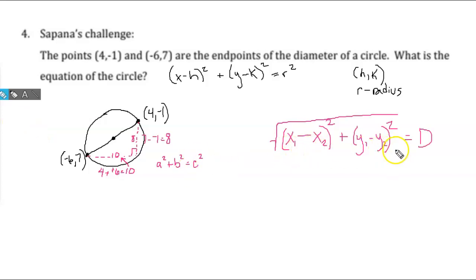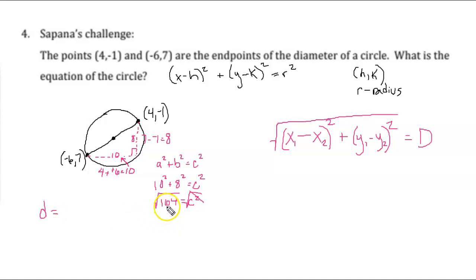So here is your actual distance formula, but if you ever forget it, just remember it is the Pythagorean theorem. We're just doing a² + b² = c². So for this problem, that's going to be 10² + 8² = c², or 164 = c². So when I take the square root of both sides, I'm going to get that the distance, the diameter, is equal to the square root of 164.